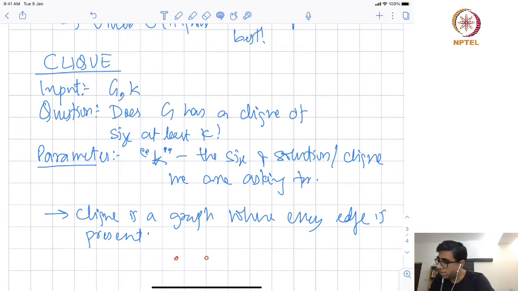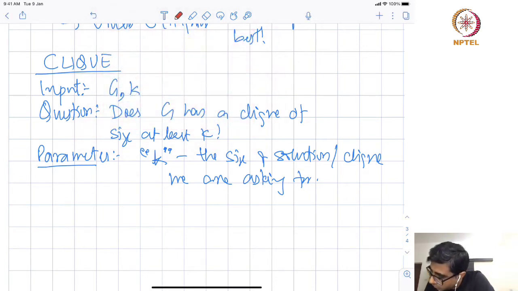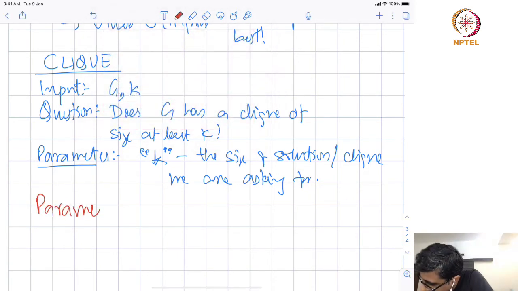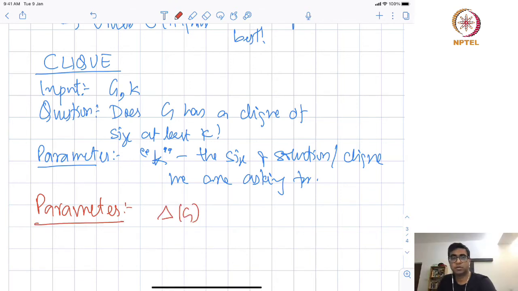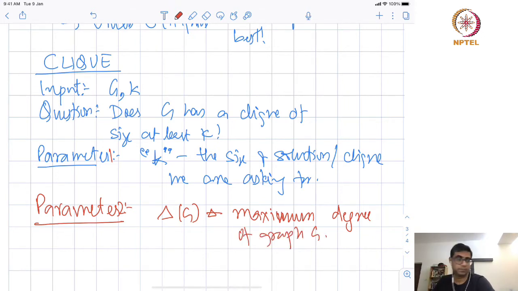Now, rather than assuming this parameter, let us use another parameter. So, what is the parameter? Another parameter is delta of G. Let us call this parameter 2, parameter 1 being k. This is the maximum degree of graph G. Now, let us see what happens then.